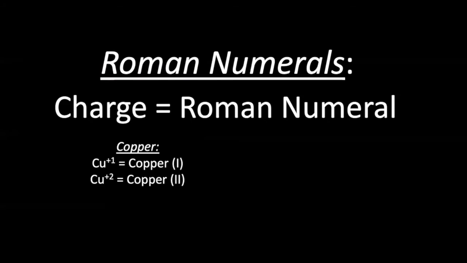For example, let's look at two variations of copper and iron. If you have Cu+1, then you write the name copper Roman numeral 1. If you have Cu+2, then you write the name copper Roman numeral 2. For iron, if you have Fe+2, you write the name as iron Roman numeral 2, and if you have Fe+3, you write the name as iron Roman numeral 3. This seems simple enough, but it's one of the easiest things to forget come crunch time. So come the day of the test, remember, charge equals Roman numeral.